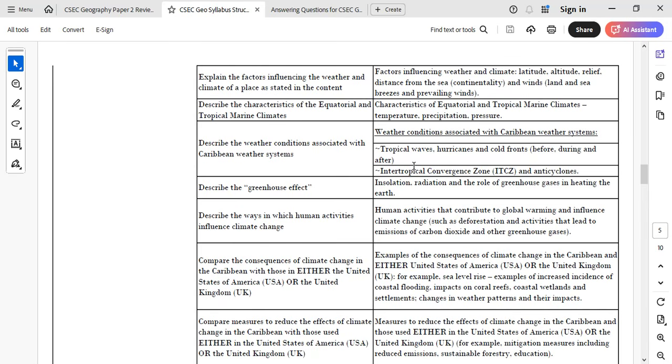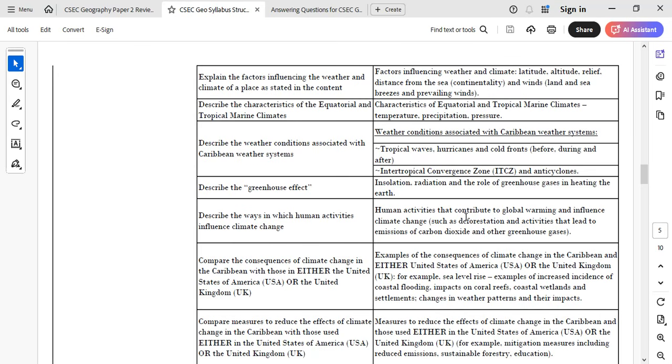The ITCZ only interacts with Trinidad between now and probably November. There's a temporal difference, a time frame. Hurricanes, June to November. Anticyclones, there's no real time frame. Cold fronts in the Caribbean are predominantly between December and March, which corresponds to the winter in the northern hemisphere, the North American continent. Tropical waves are also associated with the hurricane season. So also know there's location, but there's also time.